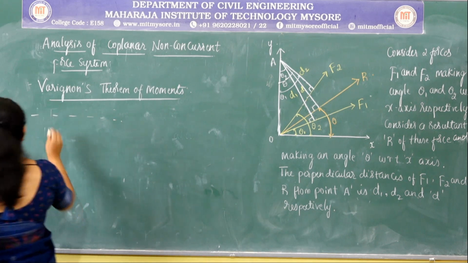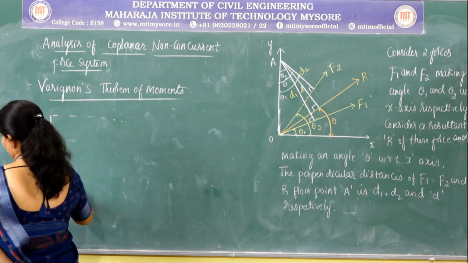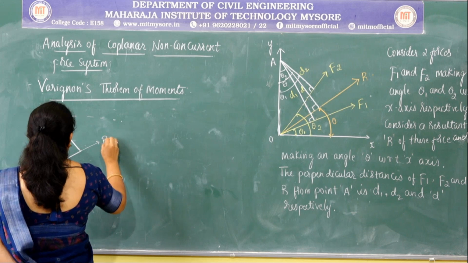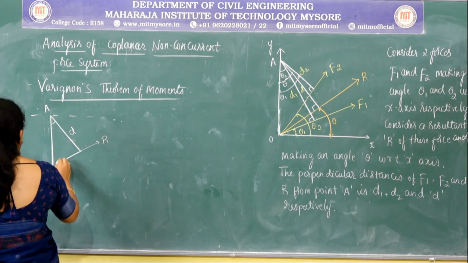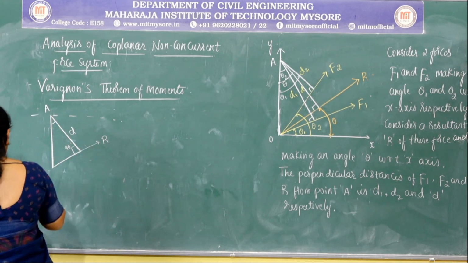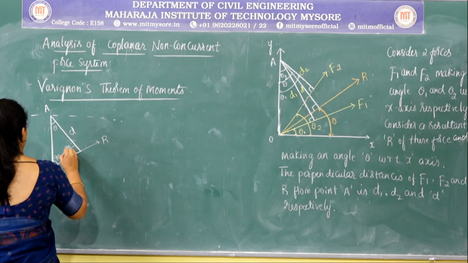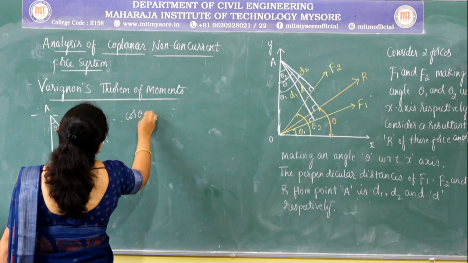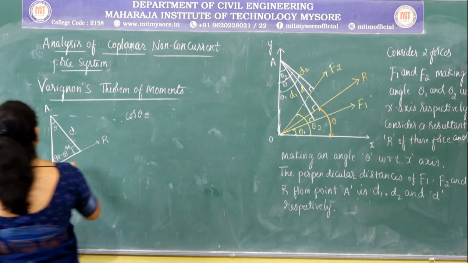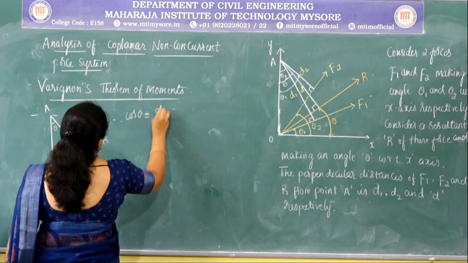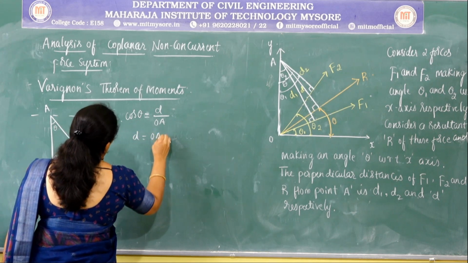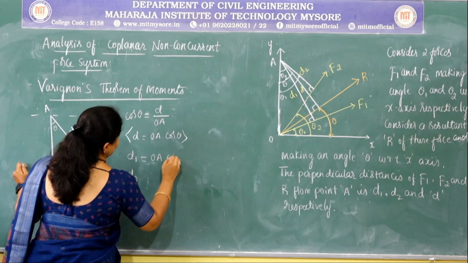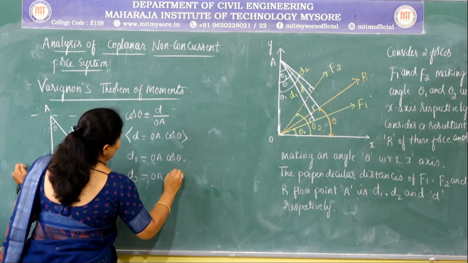So, for that let me just consider this is point O. Let me consider this as R. This distance is D, this is point A and this is 90 degrees. This is theta and this will become 90 minus theta. So, this distance D can be written in terms of OA. For that consider cos theta. Cos theta is equal to the adjacent side over the hypotenuse, so cos theta is equal to D divided by OA. So, D can be written as OA into cos theta. In a similar way, we can write it for D1 and D2. So, D1 is equal to OA into cos theta 1 and D2 is equal to OA into cos theta 2.